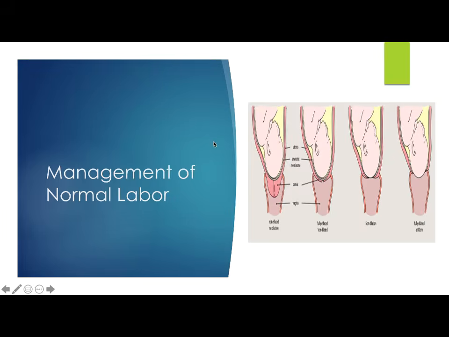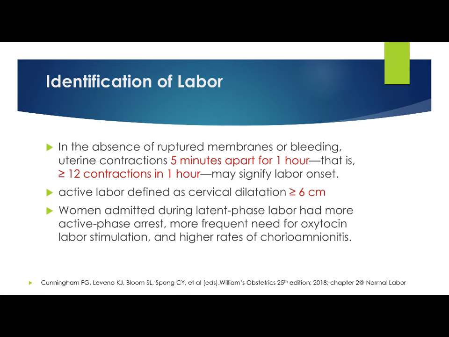Now we go to the management of normal labor. First, of course, we have to identify the onset of labor. In the absence of ruptured membranes or bleeding, uterine contractions that come every 5 minutes apart for 1 hour, that is at least 12 contractions in an hour, may signify labor onset. And as I've already mentioned, but I will emphasize it again, active labor is defined as a cervical dilatation of at least 6 centimeters. So we no longer use the 4 centimeter threshold. We now use the threshold of 6 centimeters to define active labor.